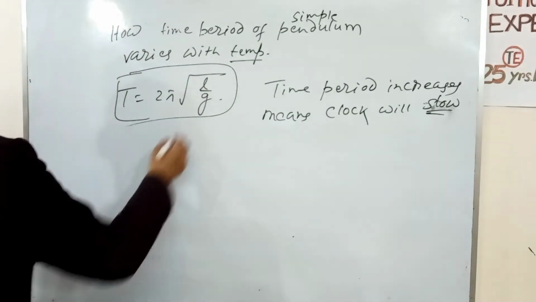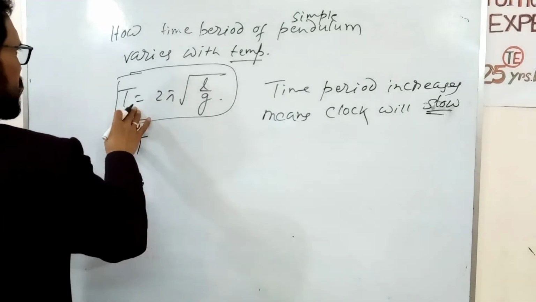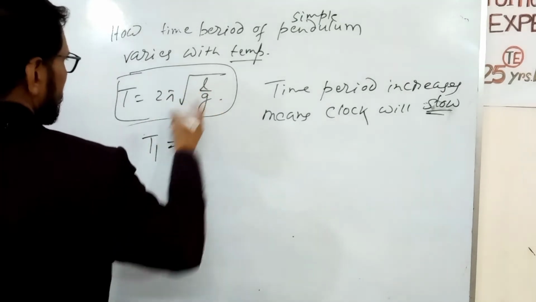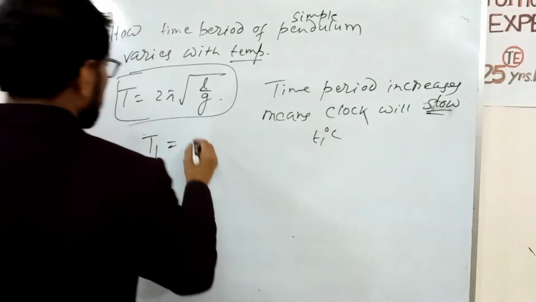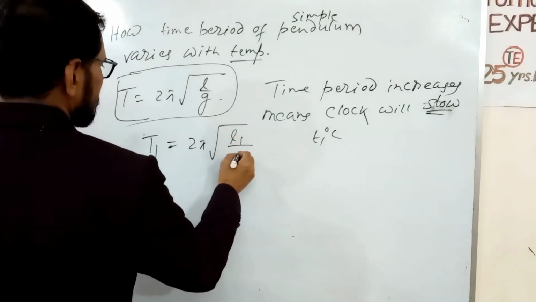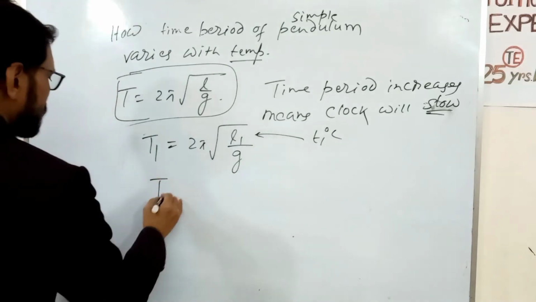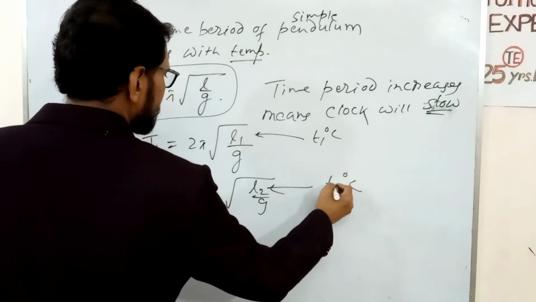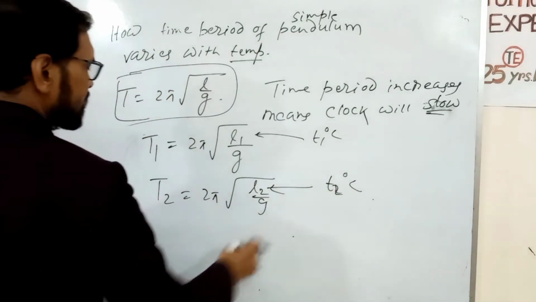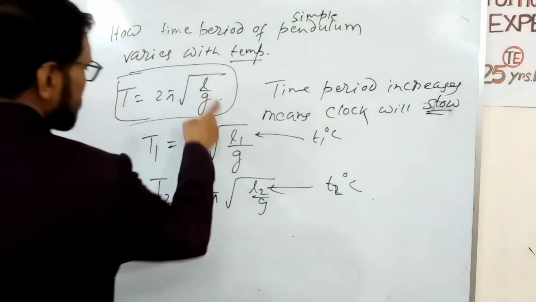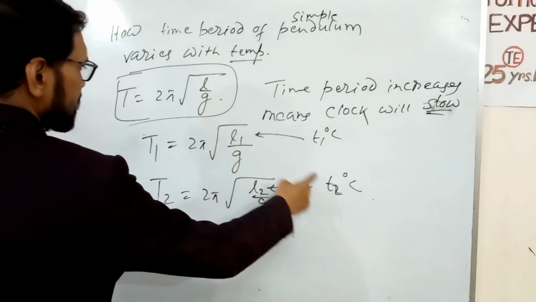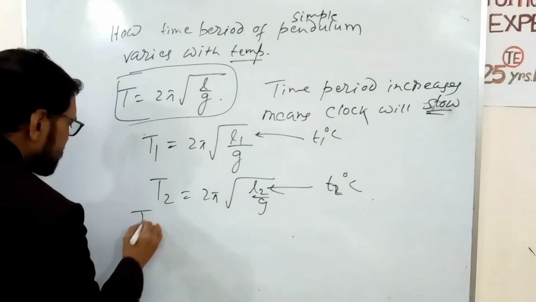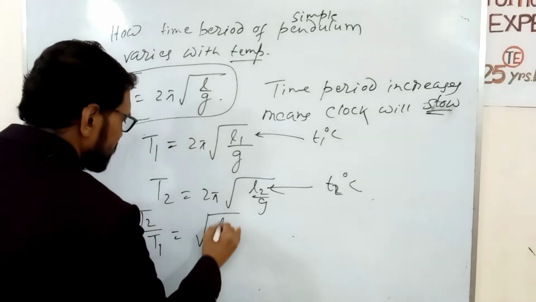Now what is the effect of temperature on the time period? To find this, suppose the time period is T1 when the temperature is T1 degree centigrade, and the length is L1 at T1 degree centigrade. Now the time period is T2 when the length is L2, and this length is at T2 degree centigrade, because if the temperature rises, the length increases. Now we divide this by this, T2 by T1. This is root L2 by L1.